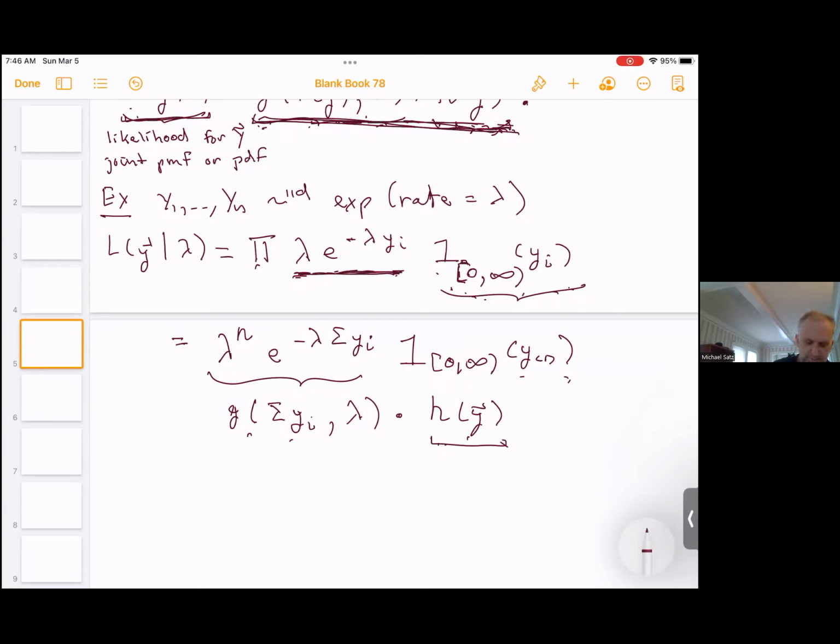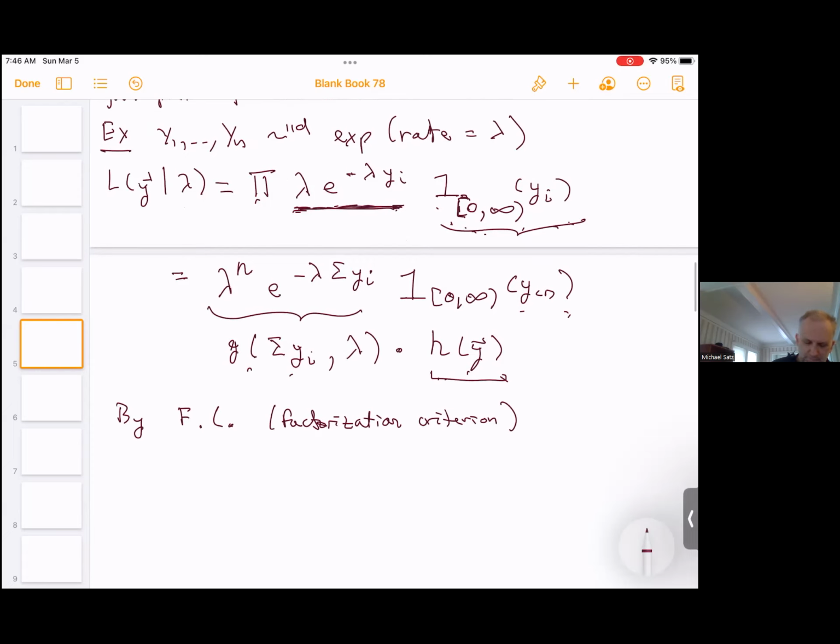Okay, so by the theorem, and we'll call this the factorization criterion, the sum, and now replace it with capital Y_i, because this is the right thing to do, because this is a function of the random variables. So this is sufficient.